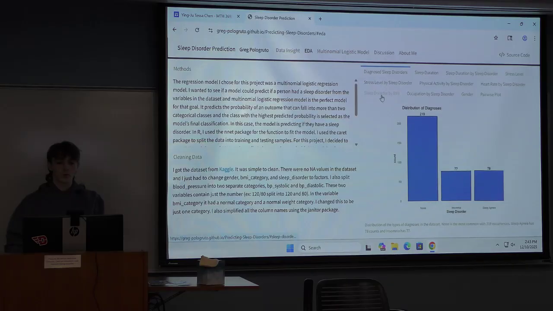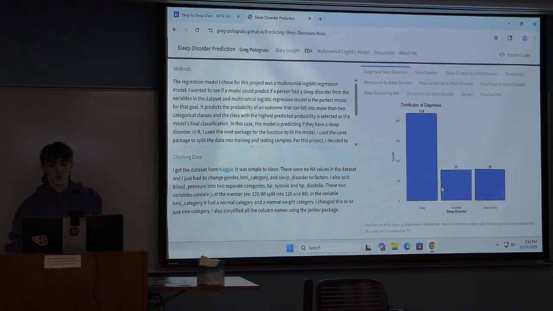For some of my exploratory data analysis, I first want to look at the distribution of the diagnoses in the data set. As you can see, most people in the data set have no sleeping disorder. However, there's a healthy amount of patients with insomnia and sleep apnea.